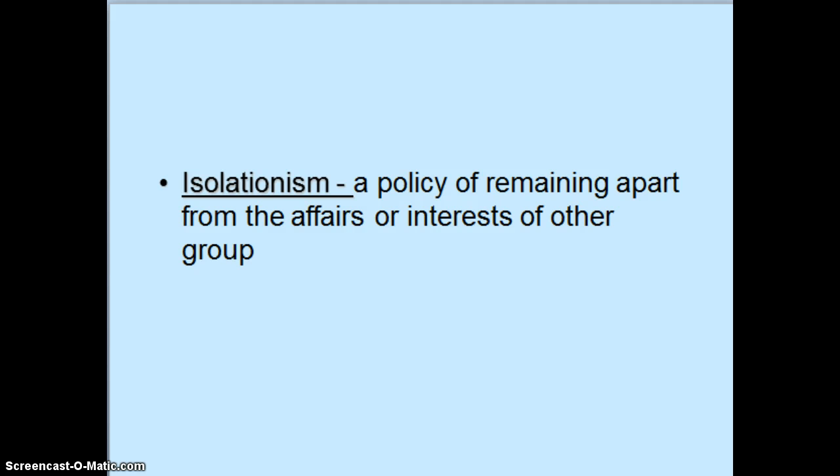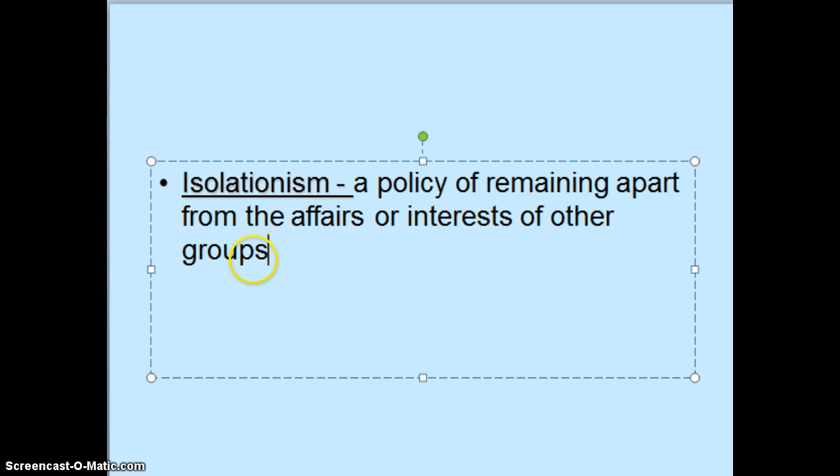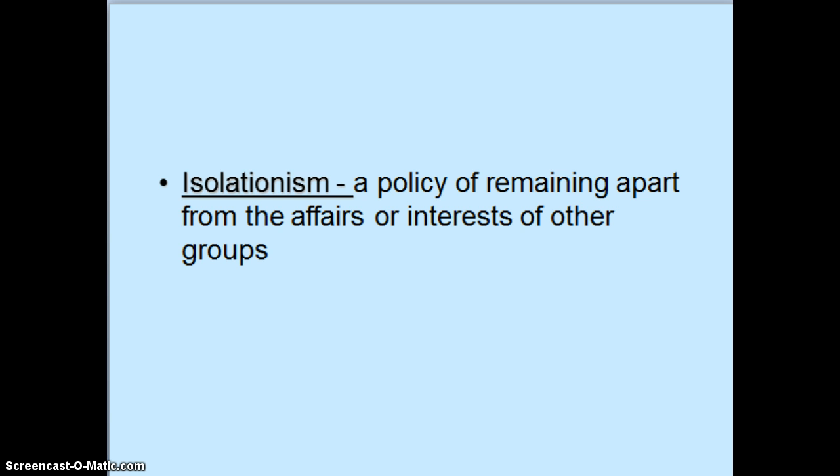Isolationism is defined as a policy of remaining apart from the affairs or interests of other groups. This means that the U.S. is going to remain alone. They're not going to pick and choose sides. They're not going to help one side over the other. They're not going to get involved in a war that is currently taking place halfway around the world. And we'll look in a moment at how they get directly involved.